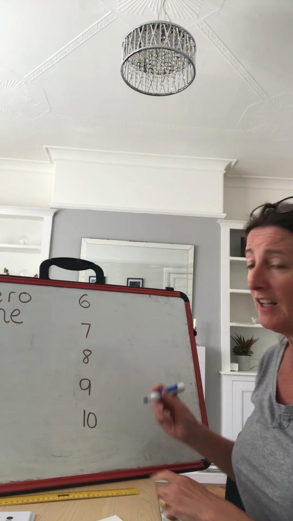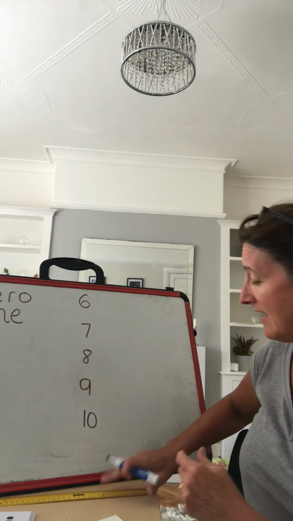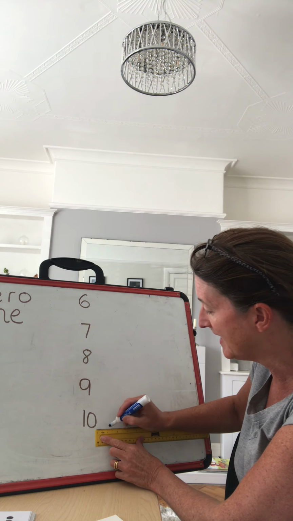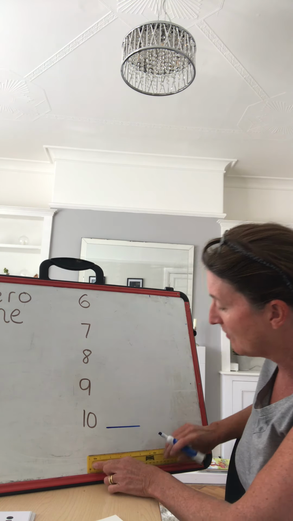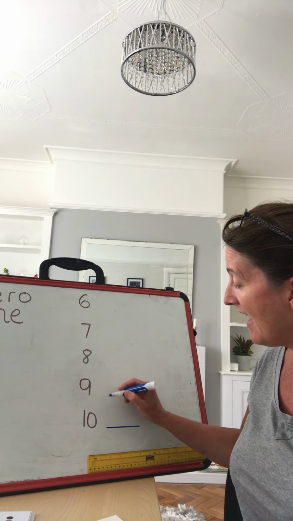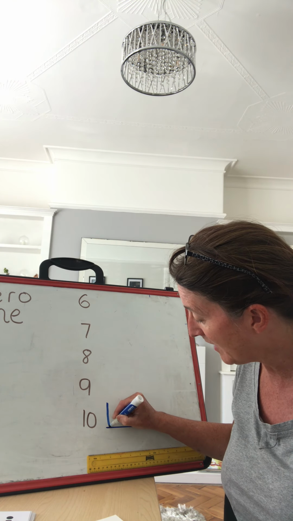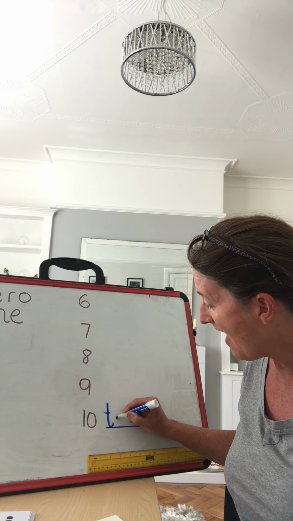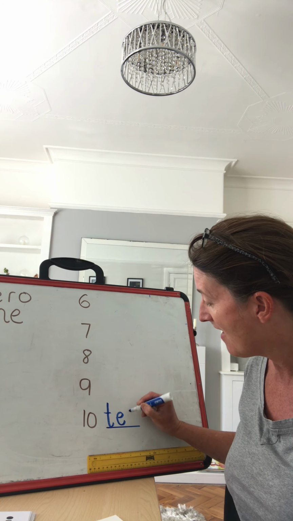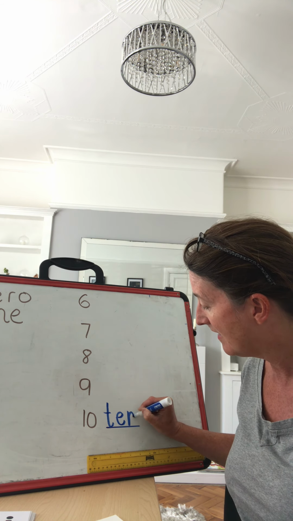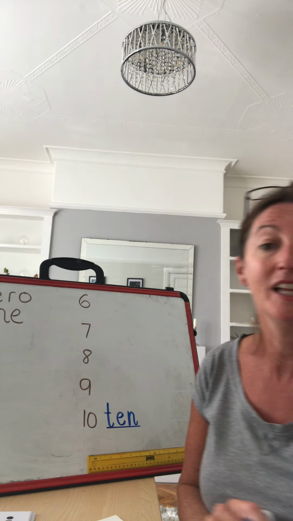So I've been a bit rushed. I haven't drawn my lines. I'm going to draw them in now so you can see them. So I was writing 10 is t, e, n. And that's one you can sound out. What other word can you sound out?